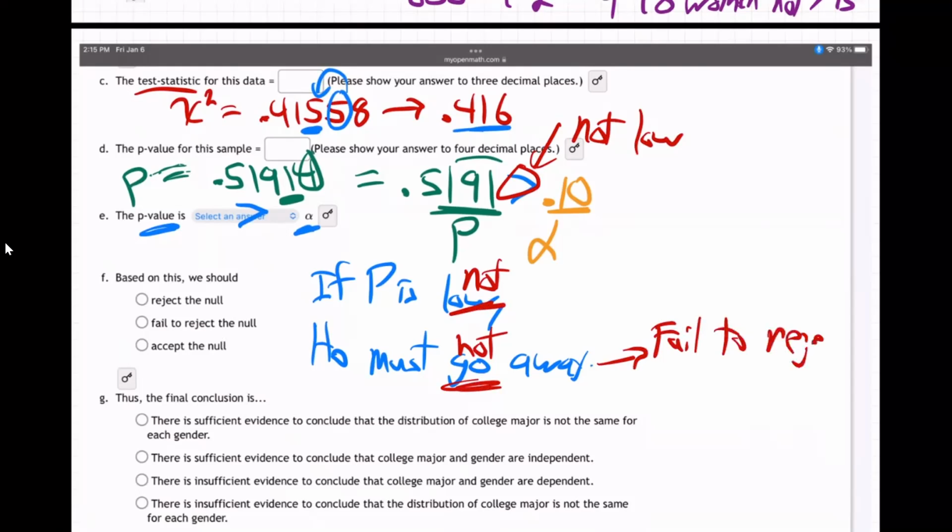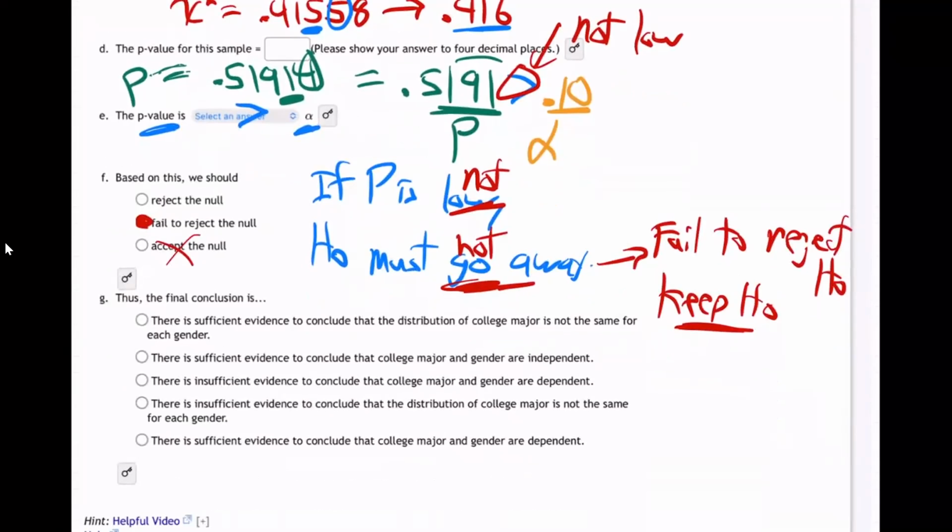Fail to reject the H0, meaning you're going to keep H0, right? The H0 is not going to go away. So I fail to reject it. Don't choose the accept option, even though I know we say we're keeping it. It's fail to reject the null. So then what does that mean? Well, we're keeping the H0.